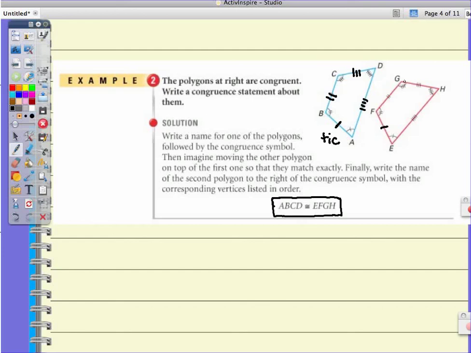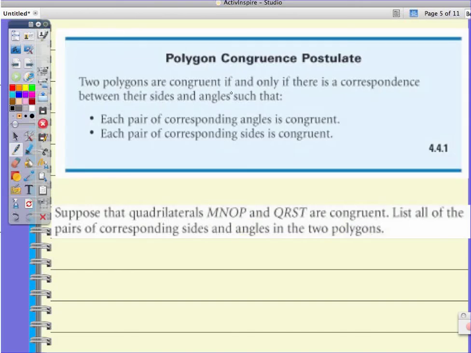Now, if I wanted to take and move this figure, trace it on top of the other one, you would see how they lined up. Again, if you'd like to pause, you feel free to do so. So therefore, we now have what we call the polygon congruence postulate. How do we know when polygons are congruent?